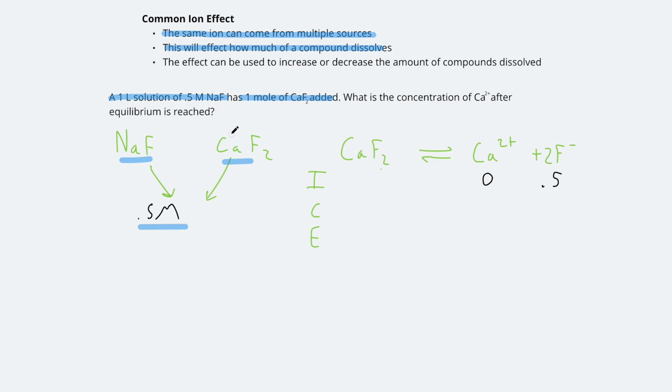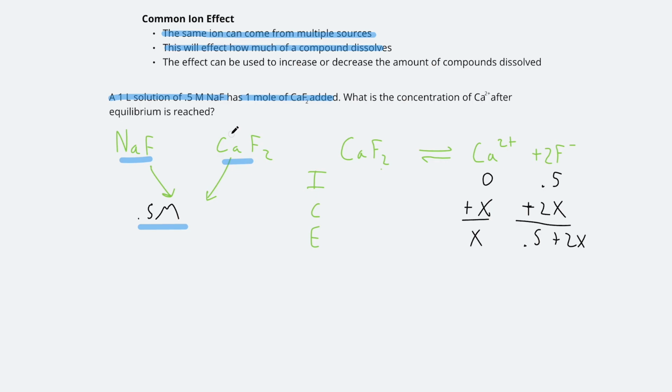And for every molecule of calcium fluoride that dissolves, we will get 1 molecule of calcium ions and then 2 molecules of fluoride ions, just like before. So we need a 2x for the fluoride. And then once it reaches equilibrium, we will have x amount of calcium ions and then 0.5 plus 2x amount of fluoride ions. And now hopefully you can see where this is going.